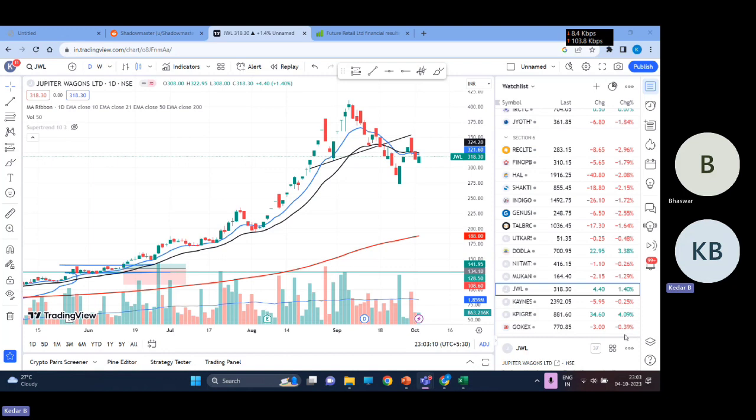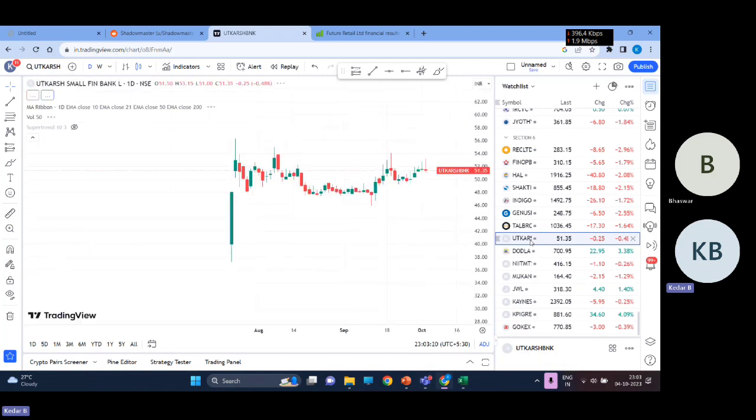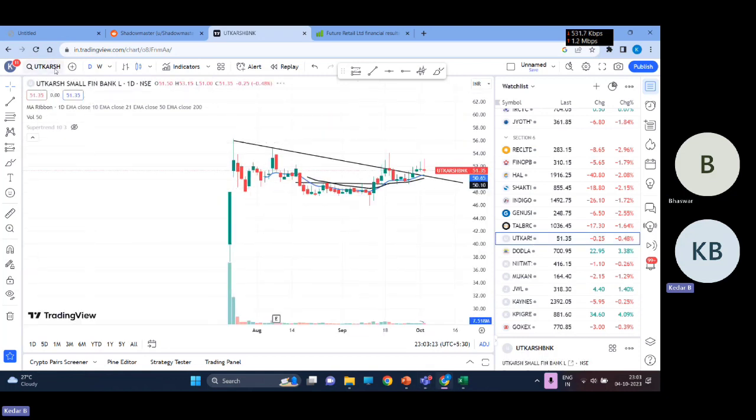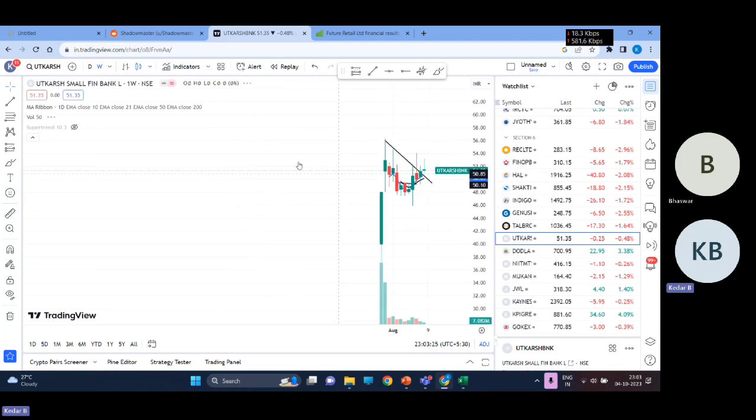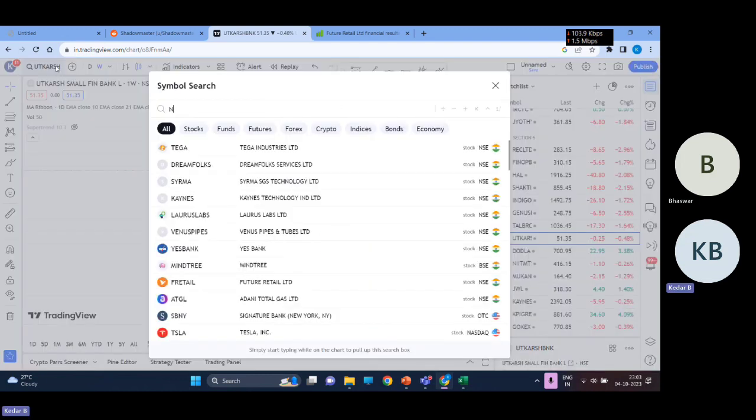So there is no issue. There will always be stage two breakouts because institutions will make that happen. They need profits. A recent example I can give you was Utkarsh Bank, no, wait. It was of this one.